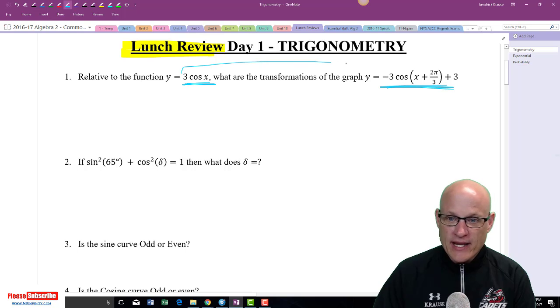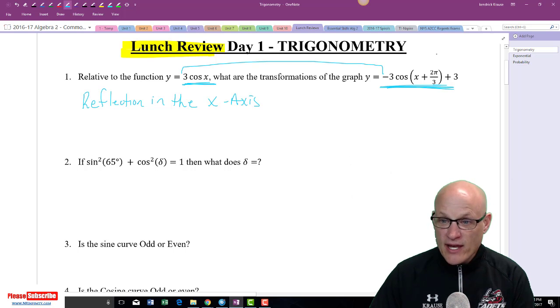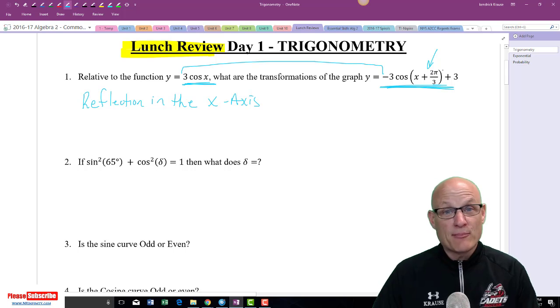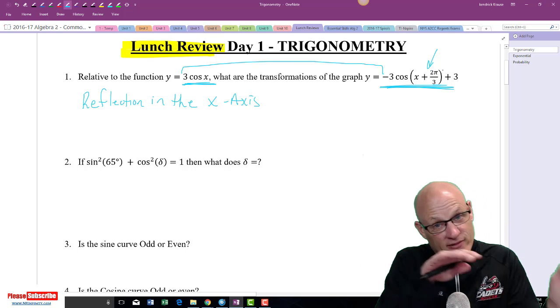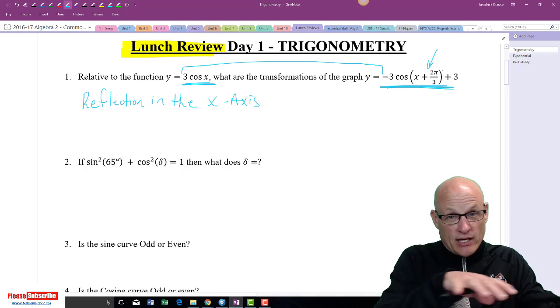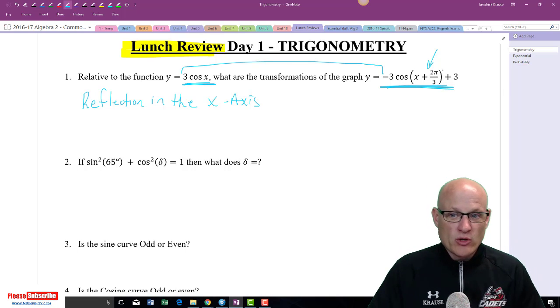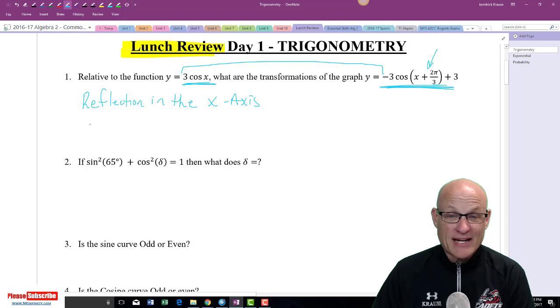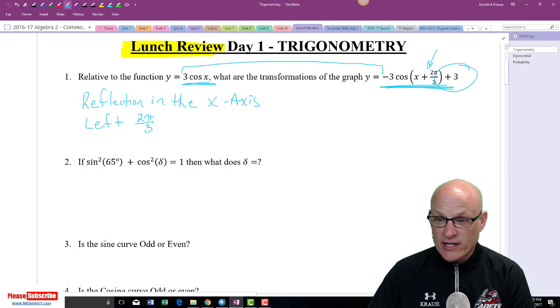So notice we put in a negative. You need to write that's a reflection in the x-axis. Okay, then I added this part in. Well, remember, anytime you add inside the parentheses, that's a horizontal shift, left or right, but backwards. So instead of going plus, it's really minus, it's really left. So it's going left 2 pi over 3. And then this shift right here is up 3. Up 3. That's it.